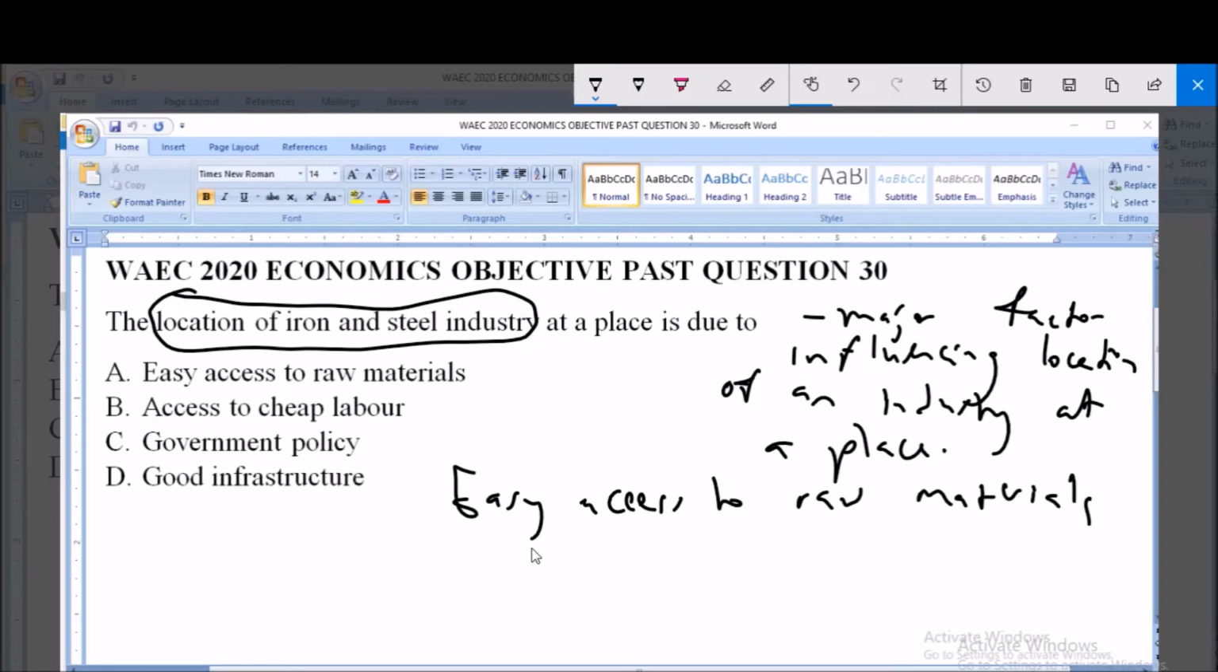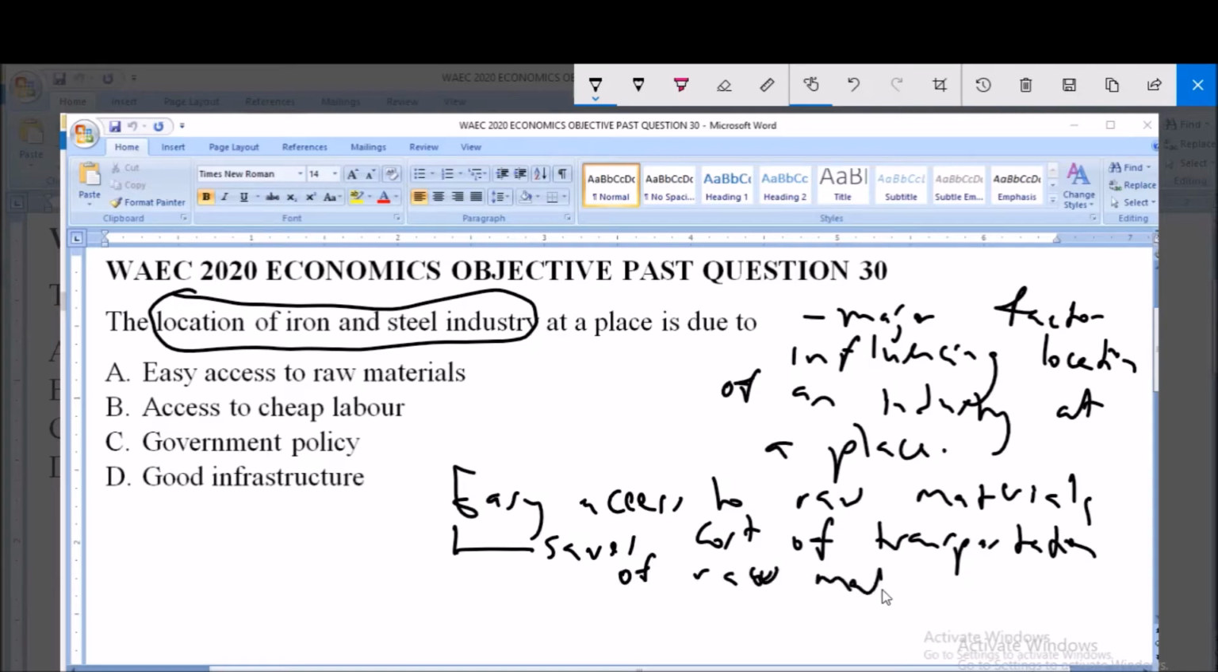Now let's analyze it. Easy access to raw materials saves cost of transportation of raw materials. Now, if you have your industry where you have easy access to raw materials, it will significantly save you the cost of transporting raw materials to the industry. It will also save you labor, in terms of transporting and obtaining the raw material.